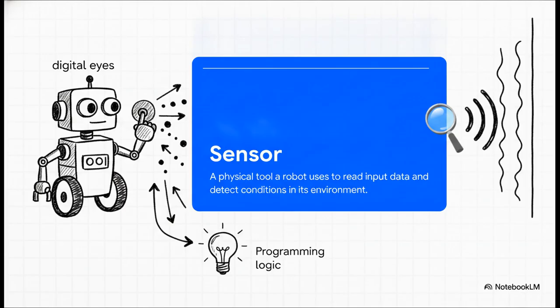I really want you to focus on those words, input data. A sensor is literally the hardware that allows a robot to read the physical world. Think of it like a digital pair of eyes or fingertips. Without a sensor, a moving robot is completely blind. It'll just spin its motors forever until the batteries die or it hits something. By adding a sensor, maybe a touch sensor that gets pressed in, or an ultrasonic sensor that bounces sound waves off a wall, we are finally giving our robot a stream of input data about the physical space around it.